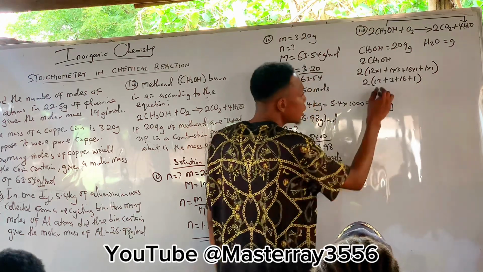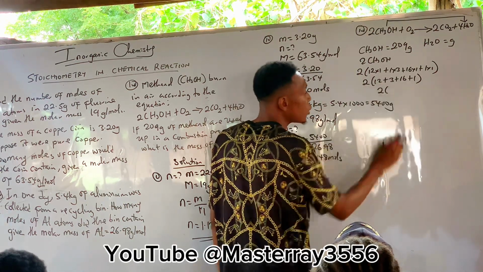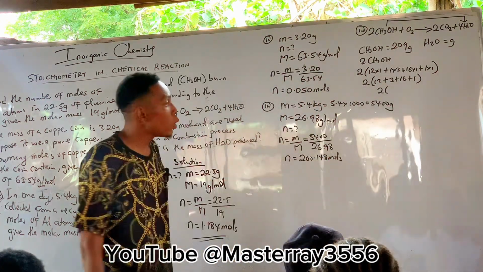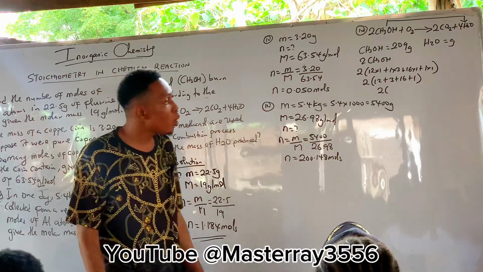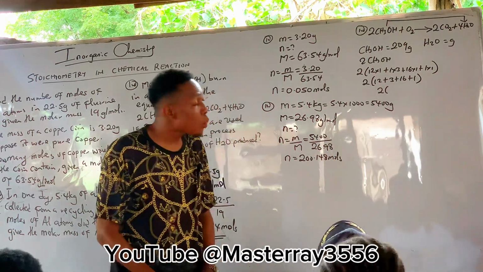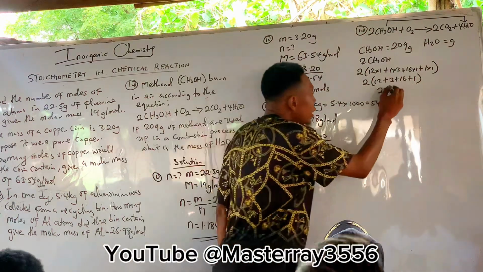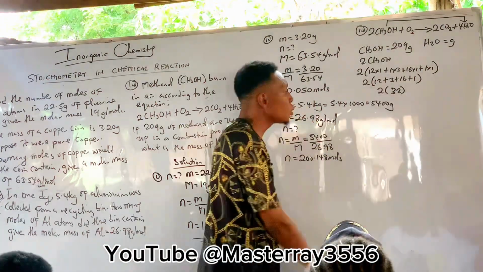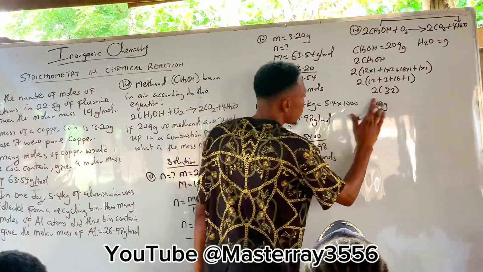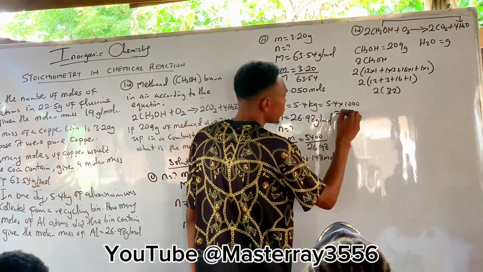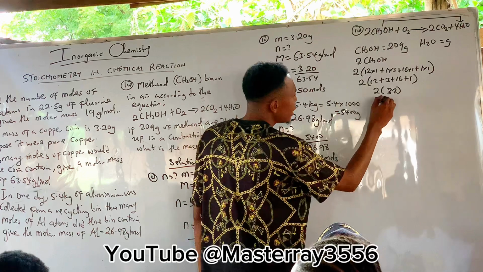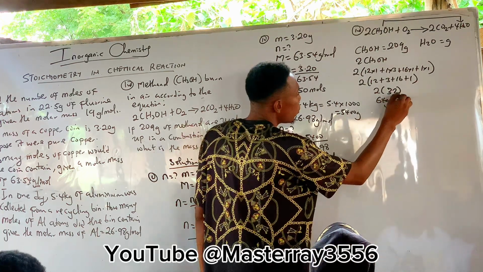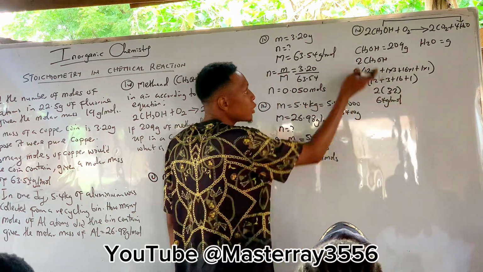So we have 2 brackets. 12 plus 3 is 15, plus 16 is 31, plus 1 is 32. So 2 times 32 is 64 grams per mole. So that's the molar mass of this.